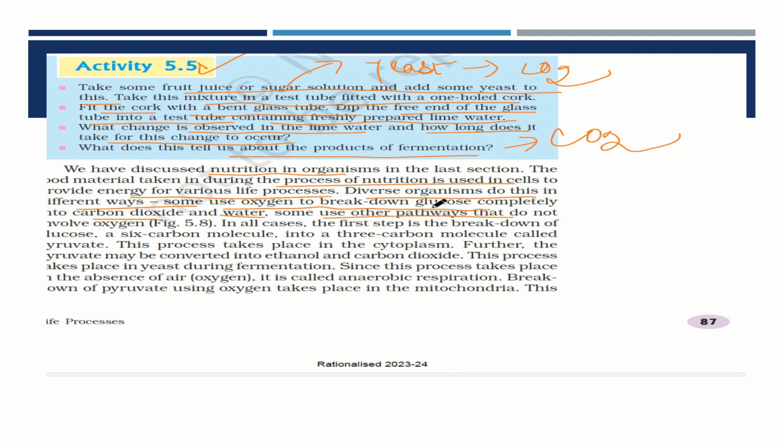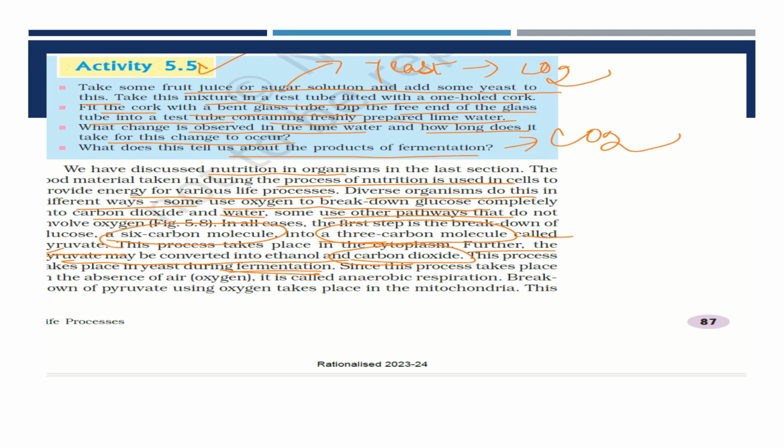Okay, so what is the step? A 6 carbon molecule is converted into a 3 carbon molecule called pyruvate. This is what we have spoken about in the previous slides. Now further, the pyruvate may be converted into ethanol and carbon dioxide. This process is called fermentation. The process of producing ethanol and carbon dioxide from yeast in absence of oxygen is called fermentation.